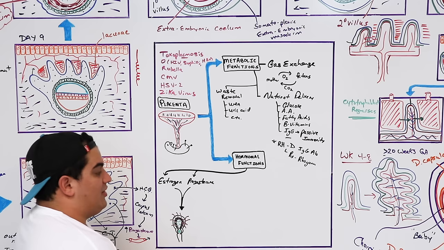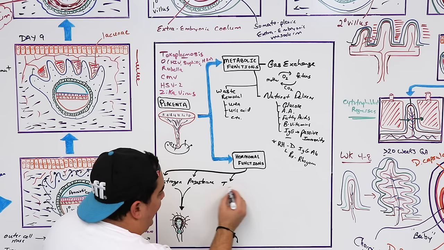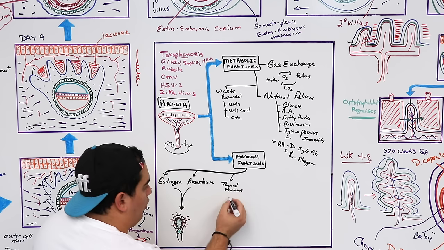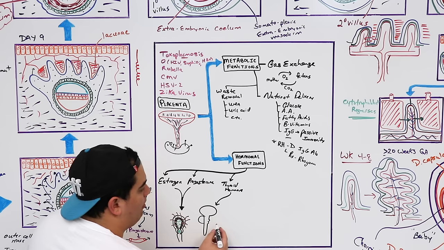So it's also going to play a very crucial role with development of the fetus. What are some other things? Well, another thing is thyroid hormone. In addition to coming from the placenta, which makes a little bit, you can also get this from the maternal thyroid hormone as well. So thyroid hormone, what is it going to do? The big thing here is it's going to promote the development of the central nervous system. This is extremely important. So it plays a role in CNS development.